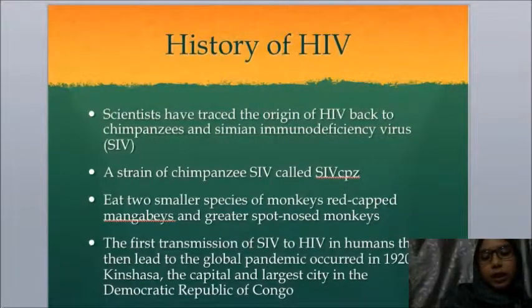So, the first transmission found of SIV to HIV in humans can be found in the global pandemic that occurred in 1920, which is in Kinshasa. That is actually the capital and the largest city in the Democratic Republic of Congo.